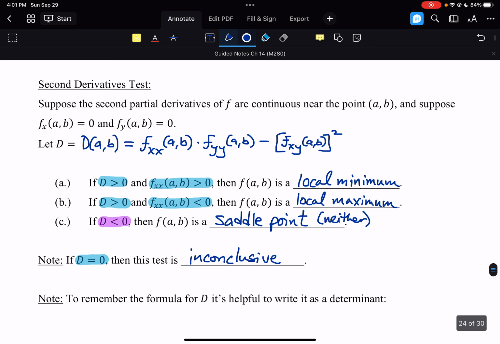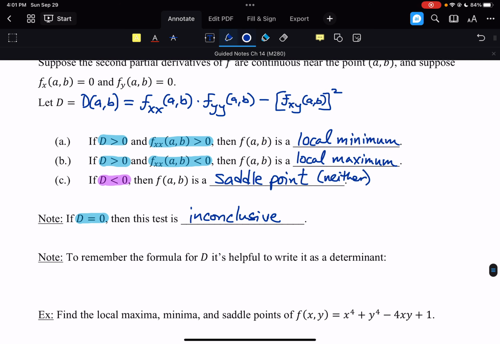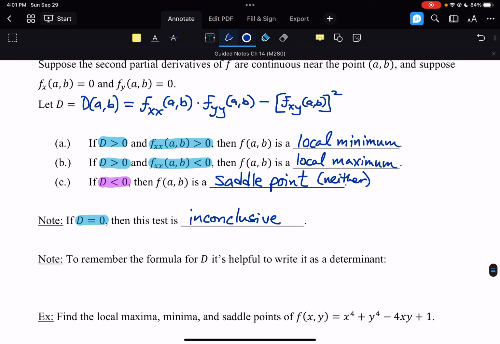Those cases are few and far between, but they can theoretically happen. And so we just wouldn't be able to use this test to do that. So it is important to remember the formula for D so that you can implement it. Sometimes people like to think of this in terms of a determinant. If you remember determinants, we talked about them back when we learned the cross product a while back.